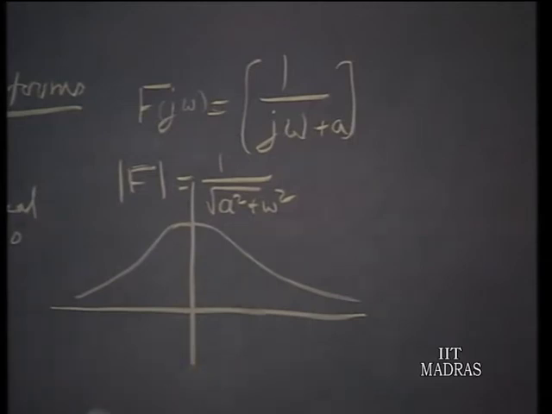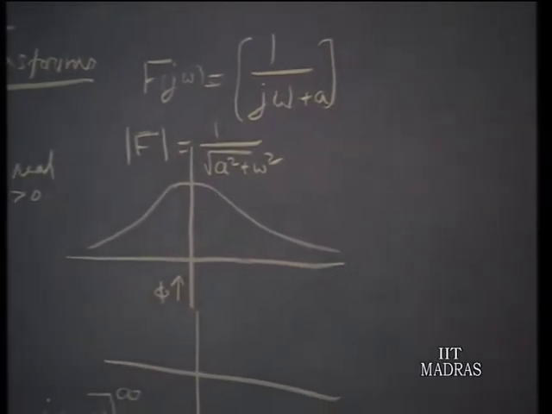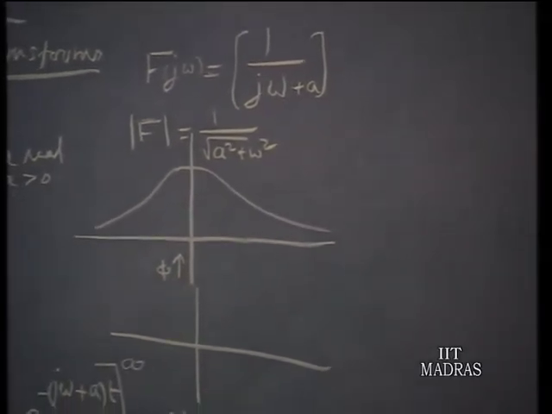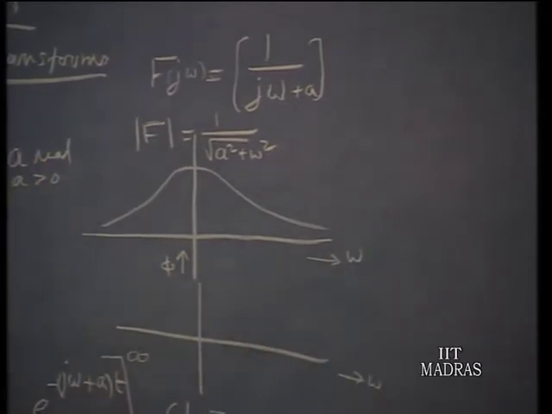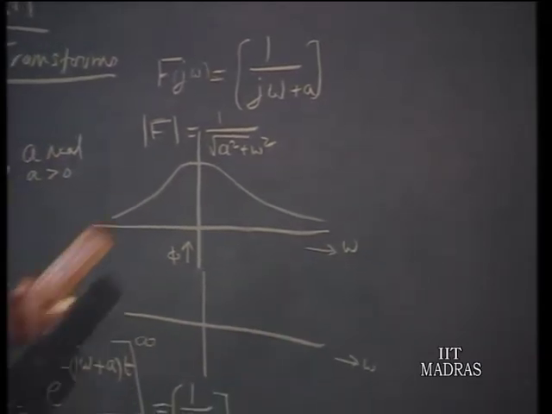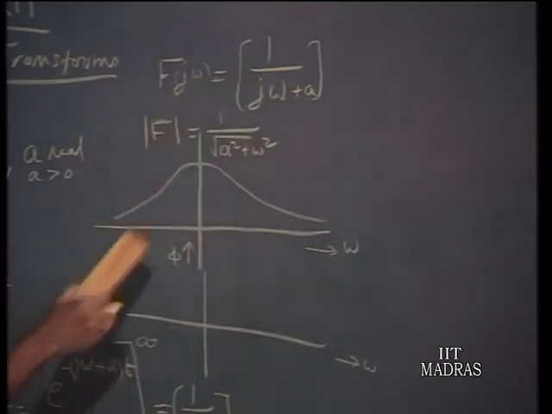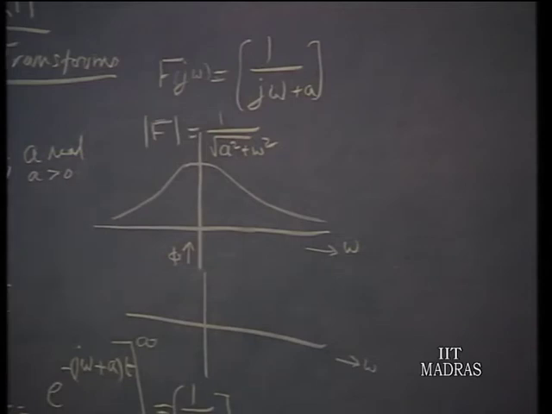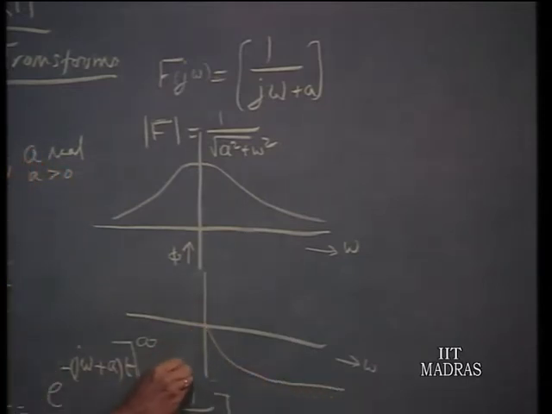And the phase spectrum, as a function of frequency: when ω goes to a very large positive value, the phase of this, the angle of this complex number, becomes minus 90 degrees. That means it will go asymptotically to minus π upon 2.